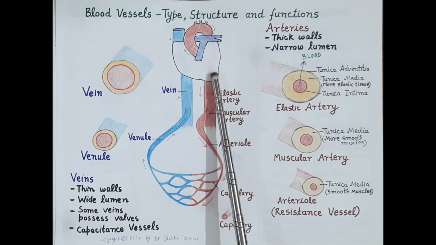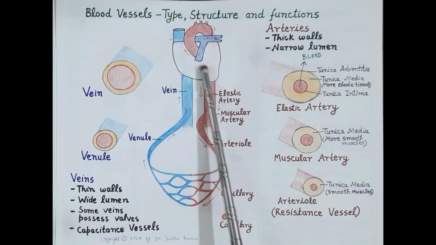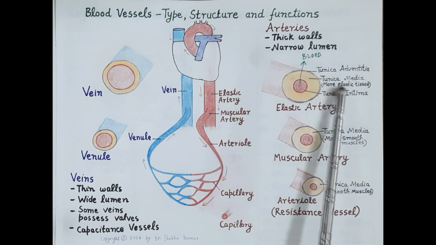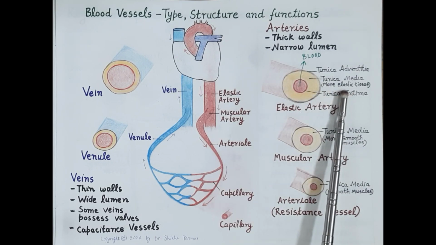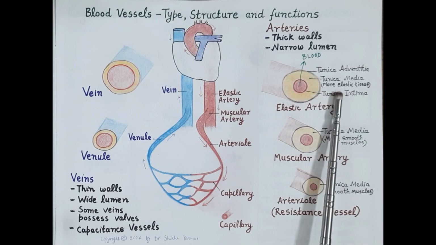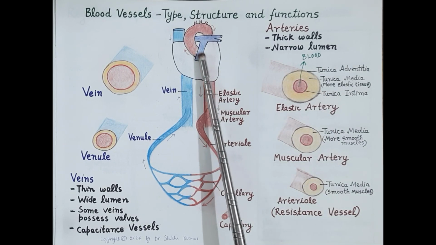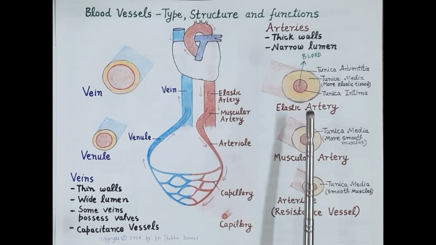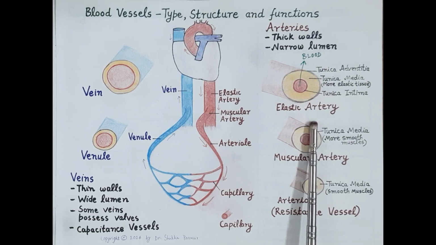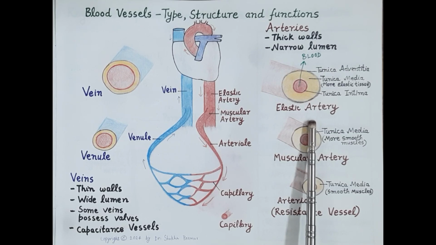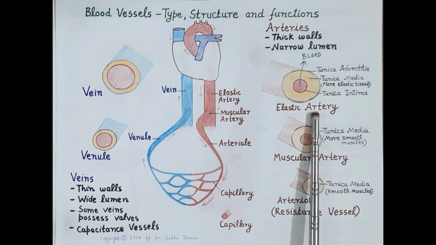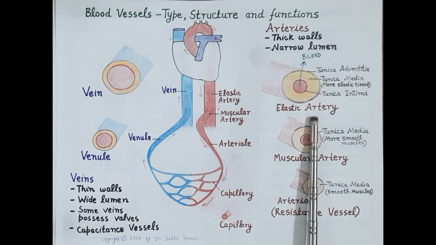Now, when the ventricle contracts, it pushes the blood forcefully into the aorta, and therefore the tunica media of aorta is almost exclusively made up of elastic tissue, so that when this aorta receives the blood forcefully, it can stretch. So elastic arteries are the arteries that are very close to the heart, and they contain more of elastic tissue in the tunica media, so that they can stretch when they receive the blood forcefully from the heart.